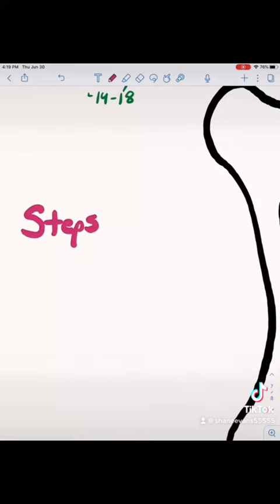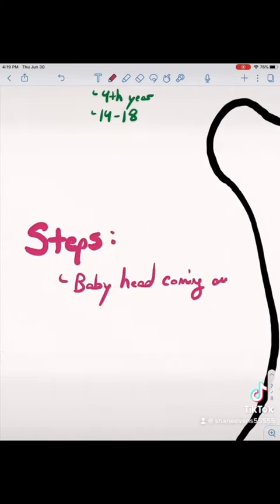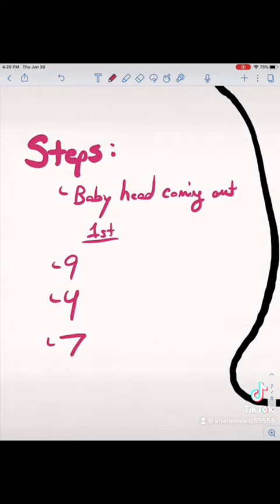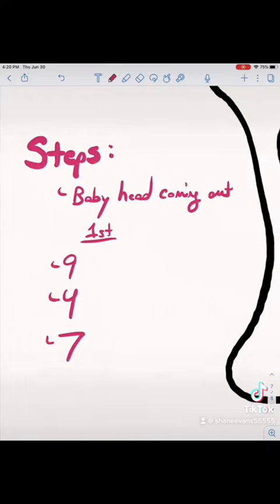So for the steps, to simplify things, you're going to just think of a baby head coming out first. And then you're going to draw the 9 to help with the head. And then you're going to draw the 4 for the lesser trochanter and the greater trochanter. And then you're going to draw the 7 for the lesser trochanter and the distal end of the femur. And that's it.